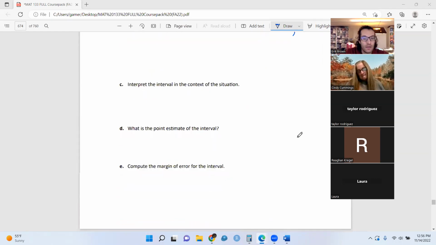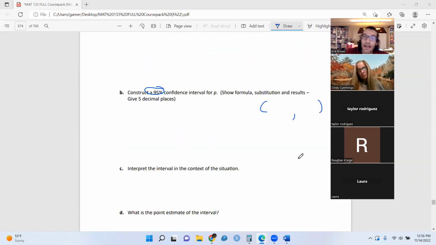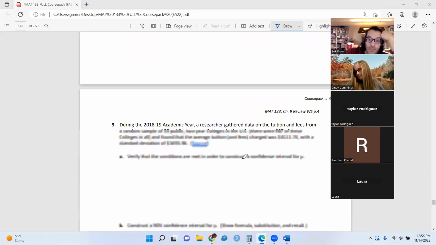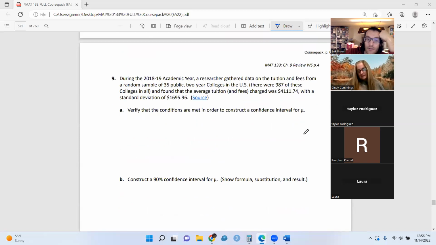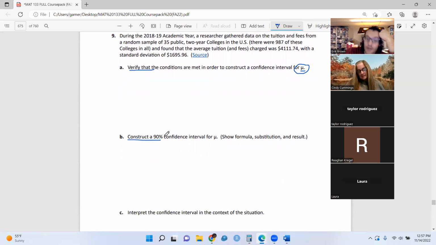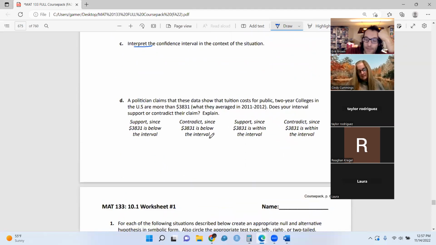Okay. Do you remember these? Because this is what we did last week on Monday. Actually, we did proportions on Wednesday of 2 weeks ago. So it's been a while since we exclusively did this particular problem. This problem we did on Monday of last week. Note you're working with a mean because it says mu here. Note this says verify, not construct, verify, and then it says construct, and then interpret, and then test a claim.